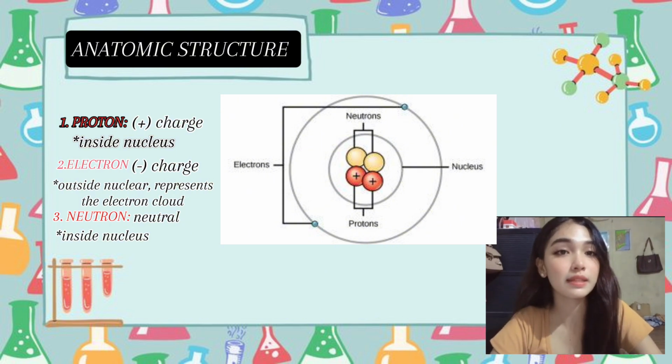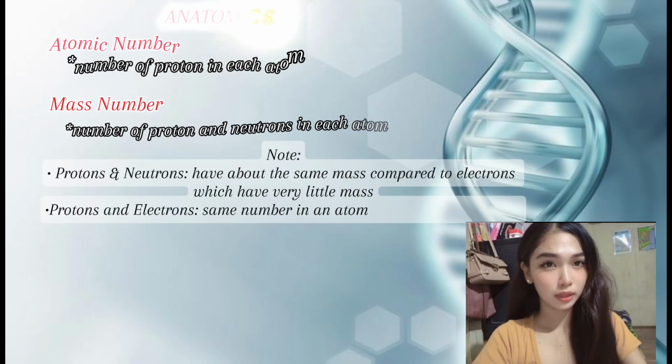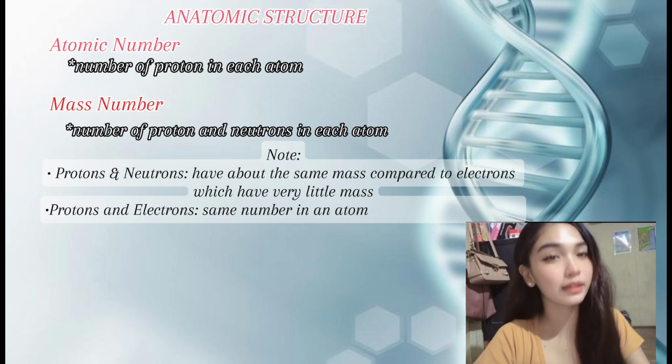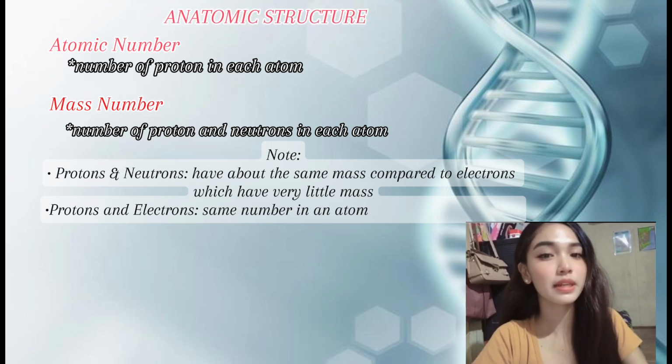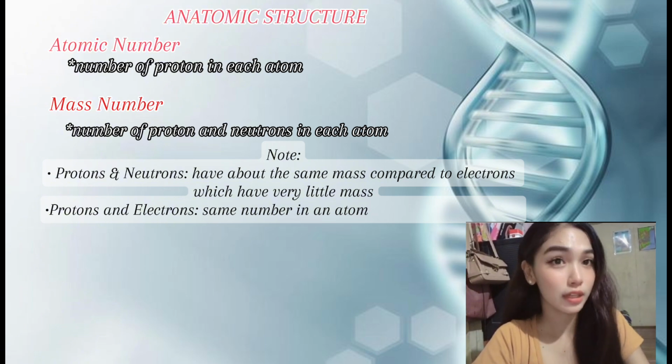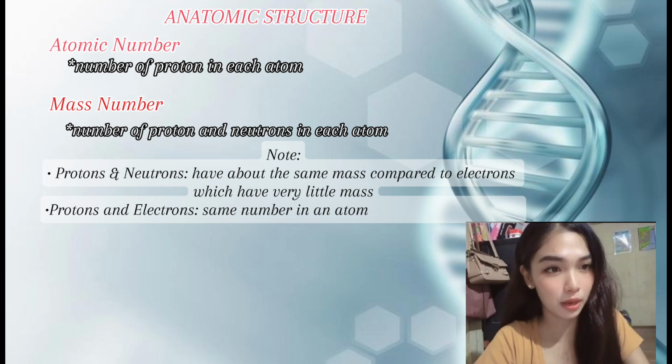A proton is positively charged and it is found inside the nucleus. The second one is the electron, which is negatively charged and it is found outside the nucleus. The last one is the neutron, which is neutral and found inside the nucleus. Atomic number is the number of protons in each atom, and then you have your mass number. Mass number is the number of protons and neutrons in each atom. So take note, protons and neutrons have about the same mass compared to electrons, which have very little mass. And protons and electrons have the same number in an atom.